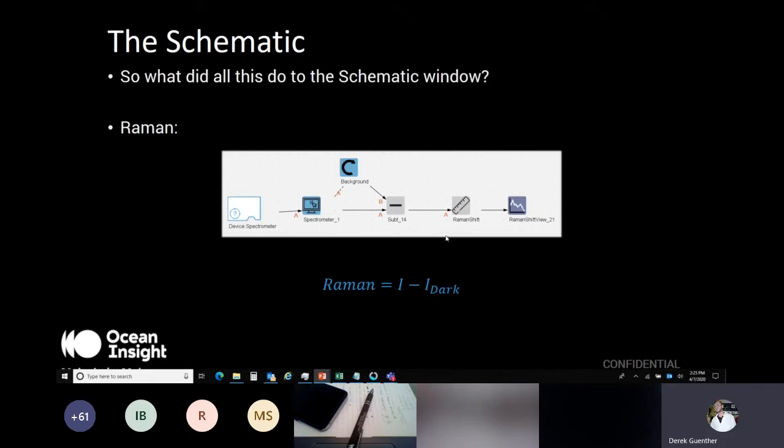Now the Raman view we said was very simple. It's just your intensity minus the dark, and that's exactly what we see here. We have the live feed and then our background reference spectrum, and they're just subtracted, the live minus the background, put the Raman shift unit labels on there, and then there's your Raman shift plot.